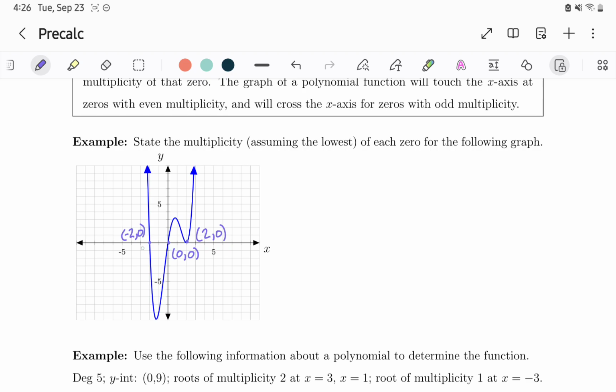From the graph, according to what we just said, at the zero x equals -2, the graph of our polynomial function crosses the x-axis there. Just to the left of this zero, we're above the x-axis, and just to the right of this zero, we're below the x-axis, so it crossed the x-axis there. Since we're assuming the lowest multiplicity, this means, since it crosses, the multiplicity is odd, and since we're assuming the lowest, we're going to assume it's 1.